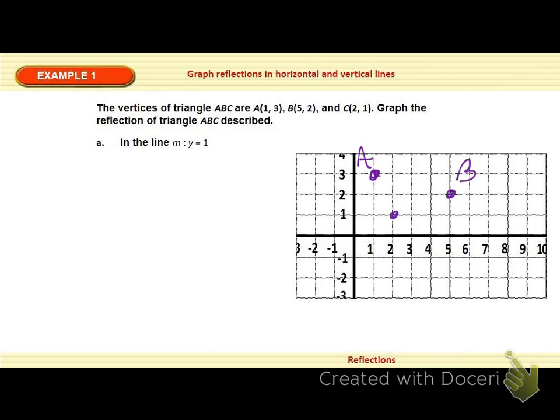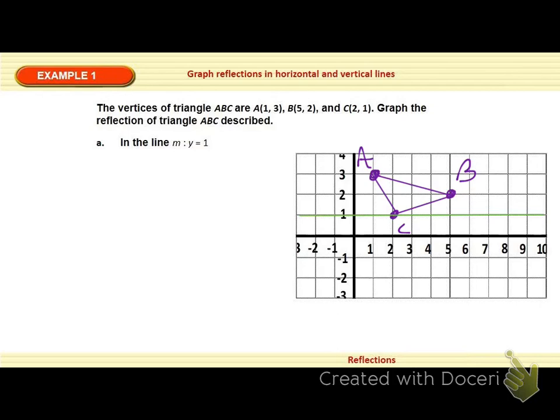And C is at (2, 1). And we are going to reflect that over the line y equals 1. Y equals 1 is a horizontal line that goes through 1 on the y-axis. In order to do that, since reflections maintain distance and length and angle measures and all that kind of stuff, all we got to do is count the distance from each point to the line and go the exact same distance on the other side.